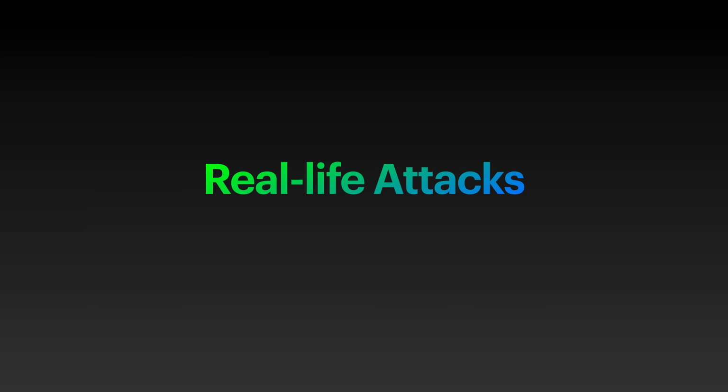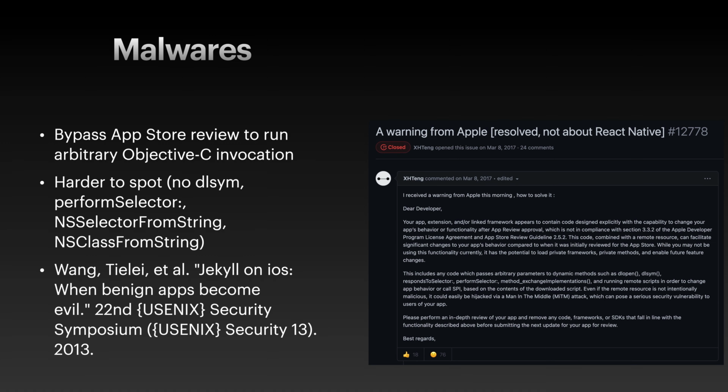Now it's time for some real-life attacks. First, it could be abused by malware. Because with this technique, we can bypass App Store review to run arbitrary code. Compared to the previous approaches, like JavaScriptCore and some bindings, NSExpression and NSPredicate are much harder to spot because there are no dlsym or NSClassFromString. They just look like legal code.